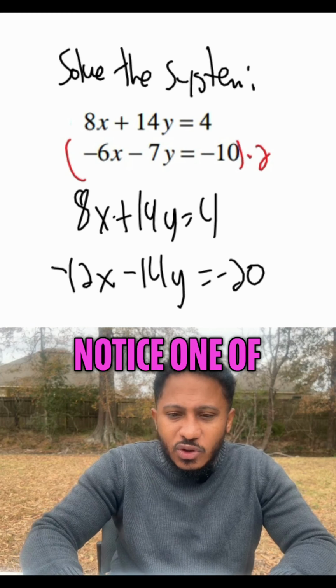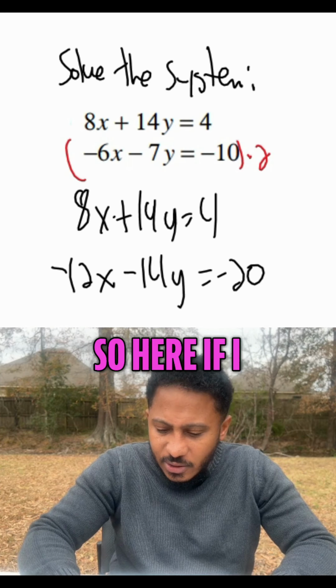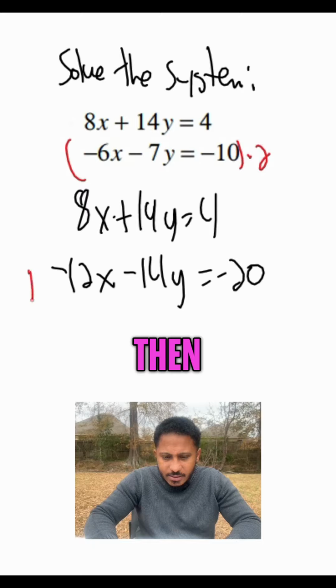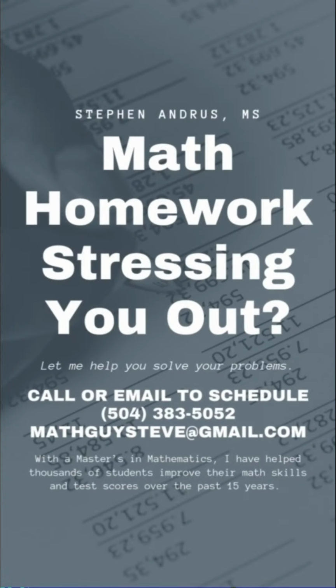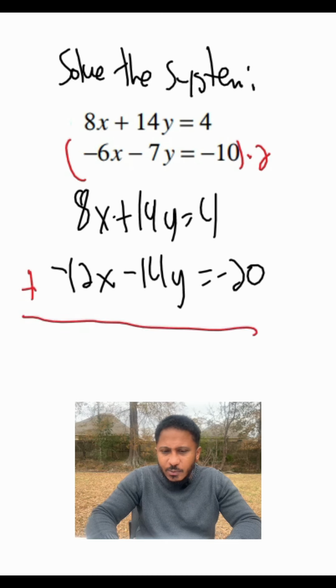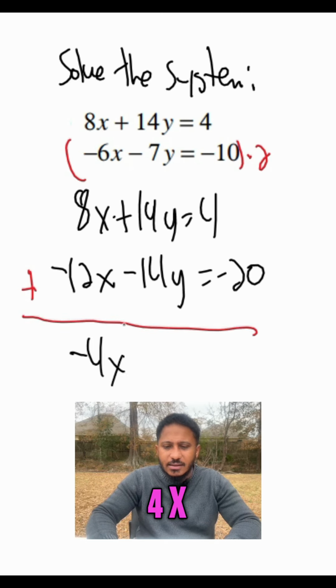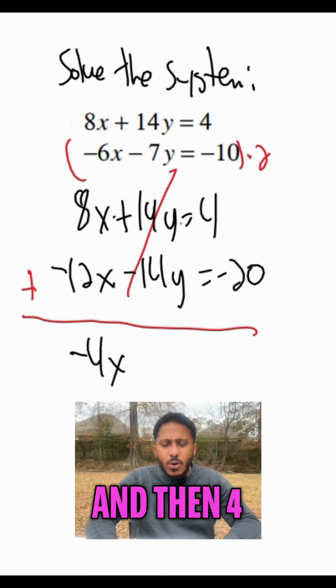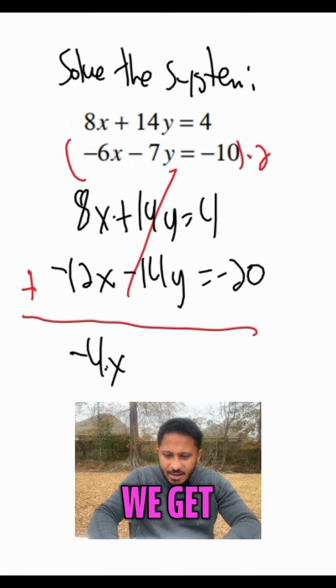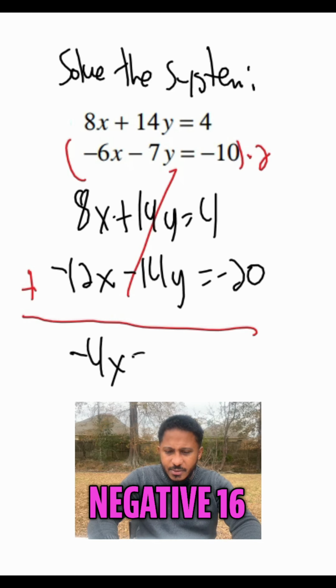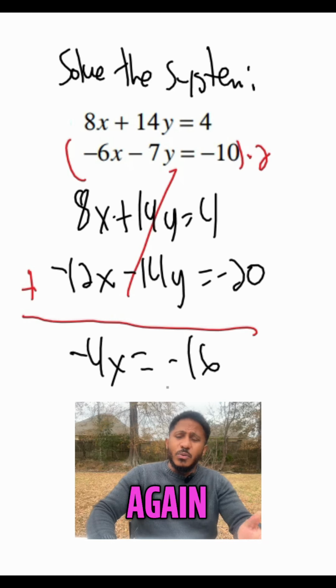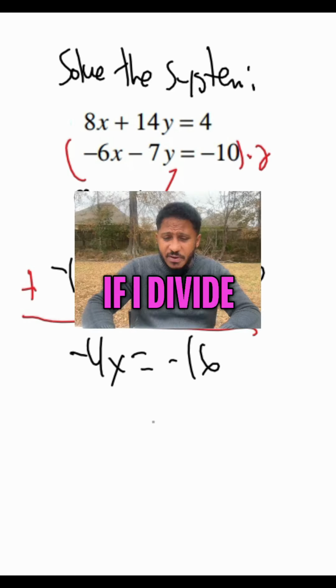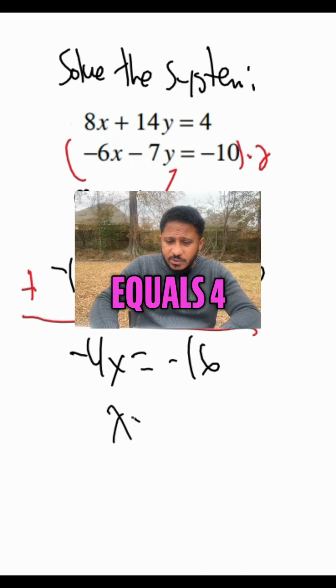And now when we add them, notice one of the variables disappears, okay? So here, if I add them, we'll see the x's, we get 8x minus 12x is negative 4x. But the y's go away. The y's disappear. And then 4 plus negative 20, we get negative 16. And now, again, one equation, one variable, a lot easier to solve. So if I divide by negative 4, we get x equals 4, okay?